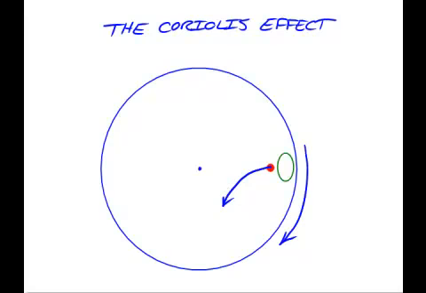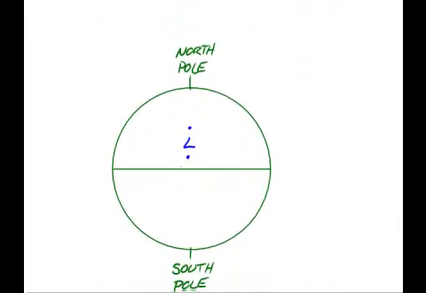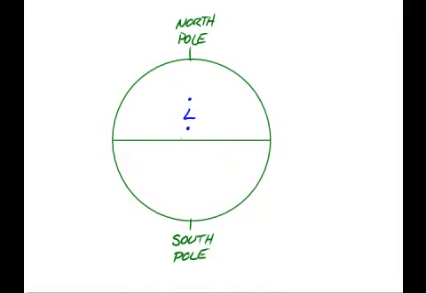Now, the Coriolis effect is often brought up in discussions of meteorology, that is, weather systems, and specifically hurricanes or typhoons or cyclones. These are all different words for the same thing. All of those words refer to very strong low pressure systems on the Earth.